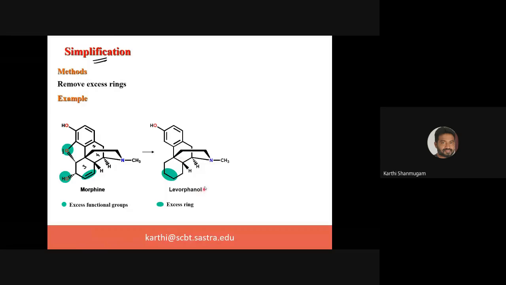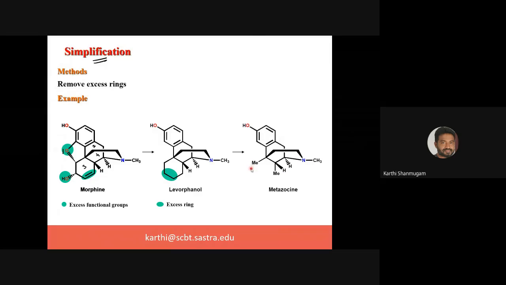So this is an excess ring, and they removed that excess ring and came up with another molecule, metazocine. So what's the structural difference between morphine and metazocine? Can we say metazocine is a simplified form of morphine? Yes, sir. Still the pharmacophore features are retained in metazocine. Am I right?